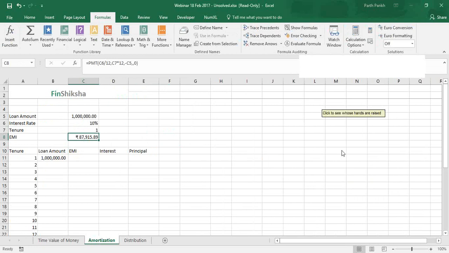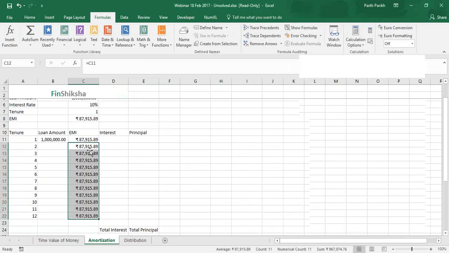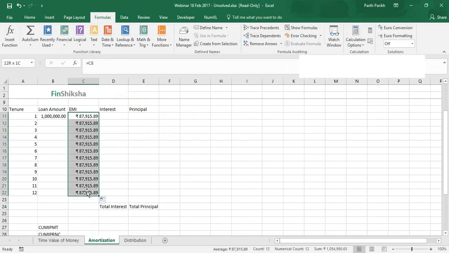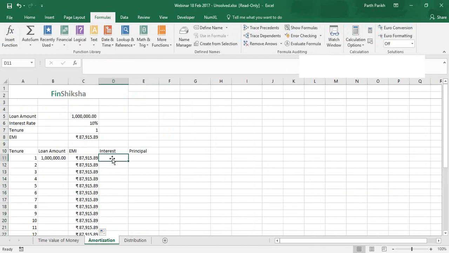Now EMI is the same for all the periods. I will make this EMI constant, and I will simply drag this like this. EMI is constant for all the periods. Now I have to calculate the interest for that particular period, the principal for that particular period, and the loan principal amount which is outstanding after I've paid the principal.